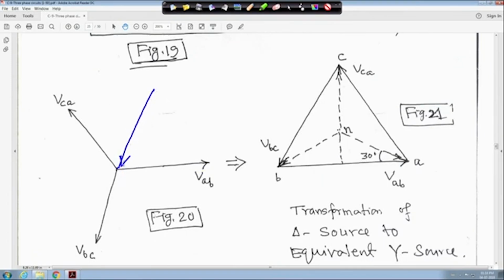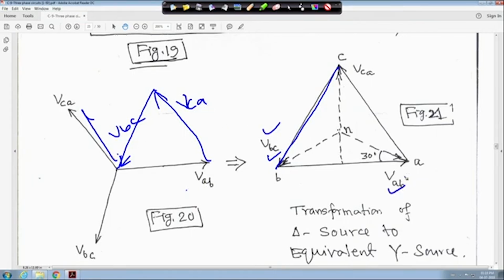This is my VBC. So, this is my VBC is drawn from here. This is VBC and this is my VCA. So, this is my VCA and this is my VBC and this is VAB. Just we have completed this triangle, and if you join all, it will be same actually. Say something is marked this point as N, right.